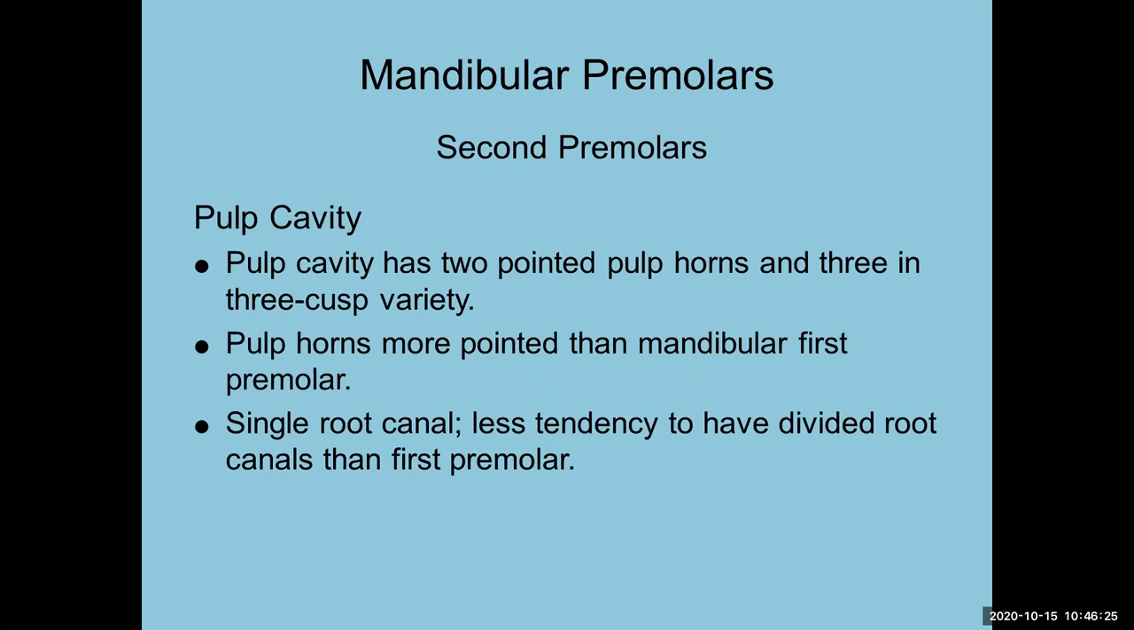Pulp cavities, it's usually a single root canal, but the second premolar has a tendency to have divided root canals more so than the first premolar.